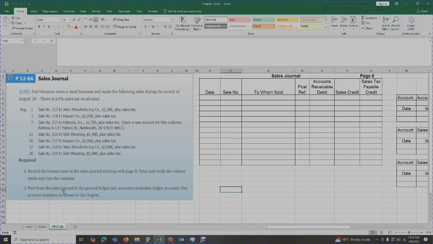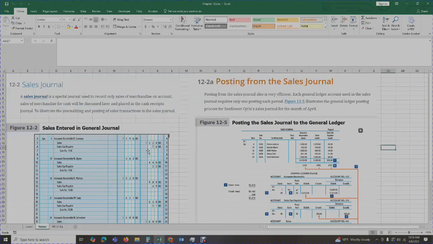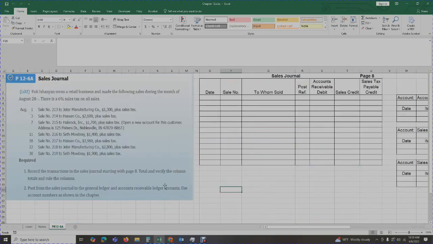Post from the sales journal to the general ledger. So in the real world, we are skipping a step here. We are skipping the step of where we post to our journal. That has to happen. The problem is not asking us to do that. The problem is asking us to post it directly from the sales journal, which we can do that as well. So that is what we're going to be doing.